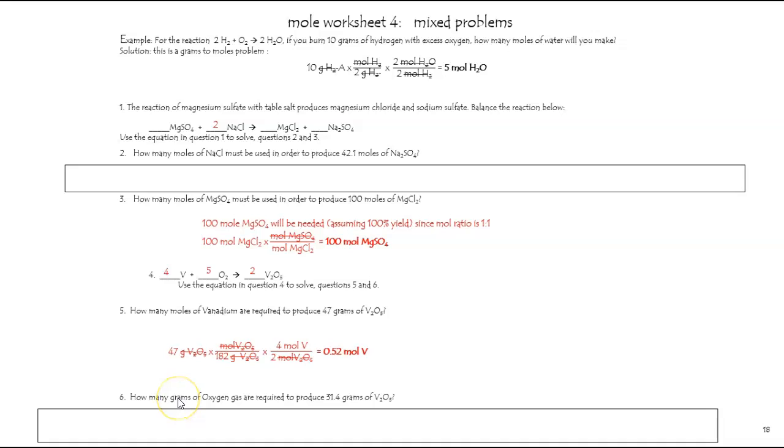This problem will be slightly different. This is grams to grams. It will be a 3-step problem, but you've been through problems like that, so I'm sure you can do it. This is mole worksheet 4.